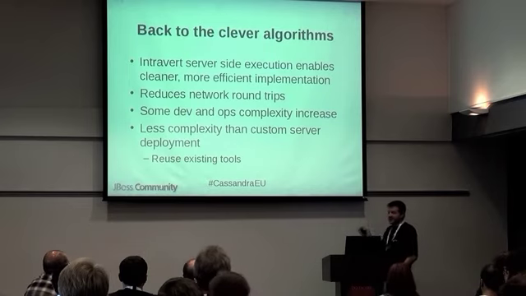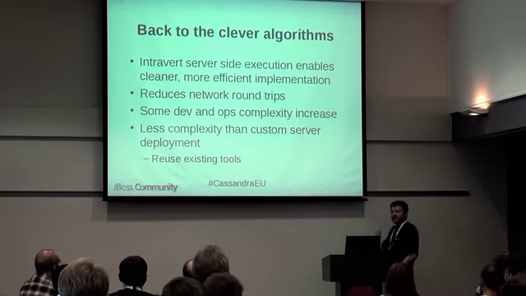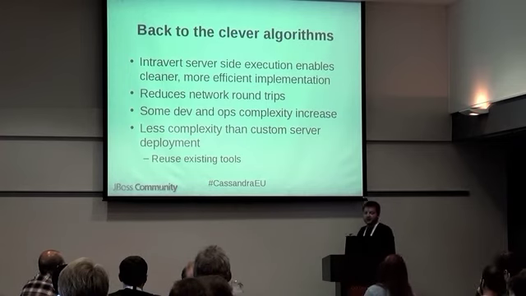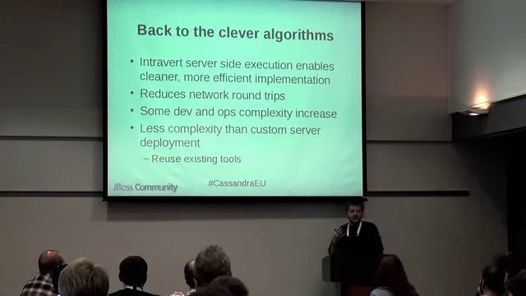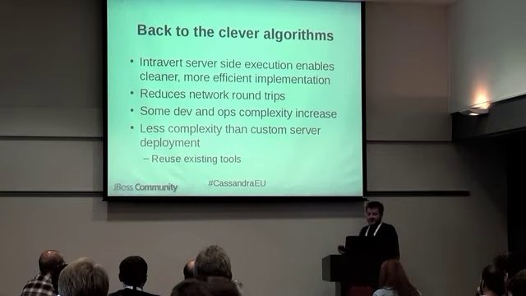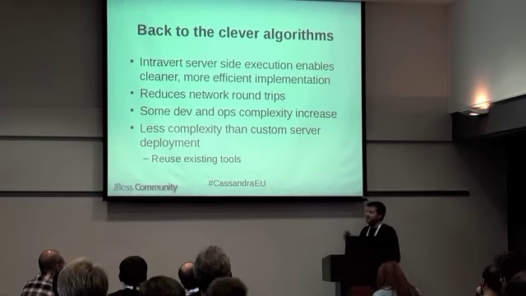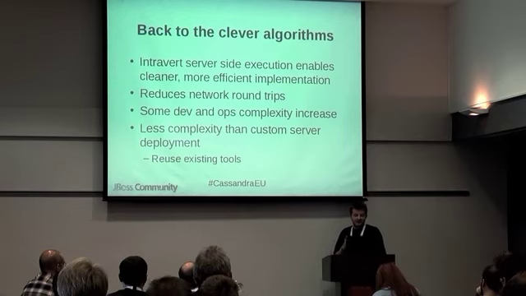So let's return to these clever algorithms. With Intravert, we can now do server-side execution. So we can now have an execution model that more closely maps to what the designers of these algorithms intended. We can implement this code much more cleanly compared to the description of the algorithm that's been provided to us. We don't have to put in new round trips just to cope with the limitations of the query language that Cassandra gives us anymore.